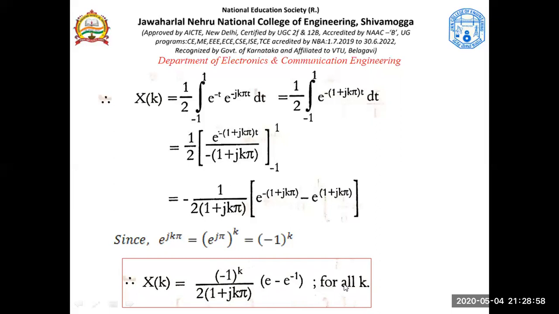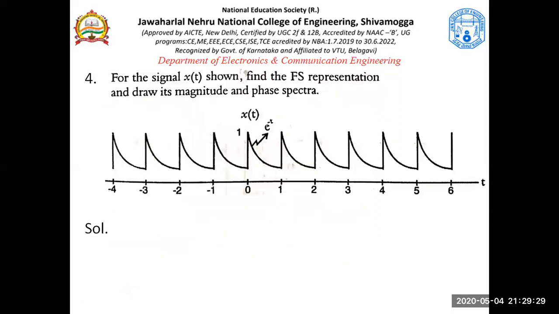For all the cases, it is this. For some cases, it may become zero, and for some it may become non-zero. I don't know, but this is how your x of k looks. Now, in the earlier problems we were able to extract x of 1, x of minus 1, x of 2, x of minus 2. But here we have the equation for x of k in hand. So if you have to get the coefficients, you need to substitute 1, minus 1, 2, minus 2, like that.